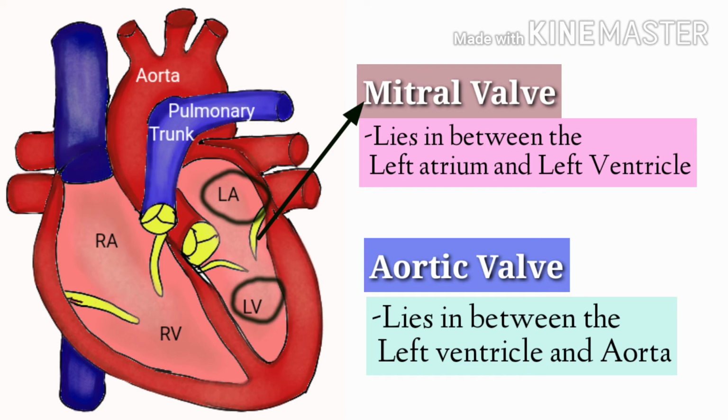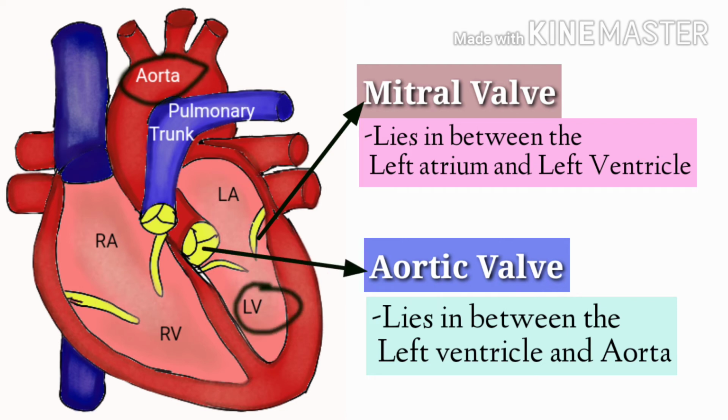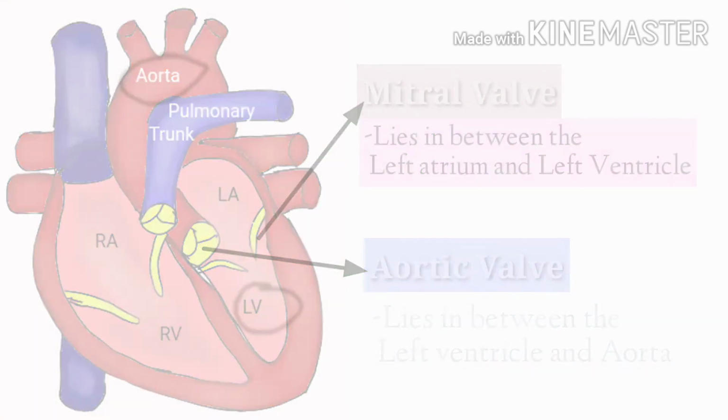The mitral valve lies in between the left atria and the left ventricle. Thus, it is also called the left atrioventricular valve. The valve in between the left ventricle and the aorta is called the aortic valve. It helps in preventing blood from slipping back into the left ventricle.